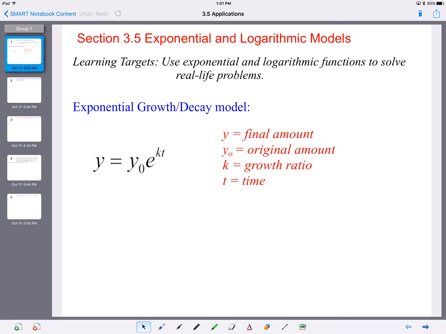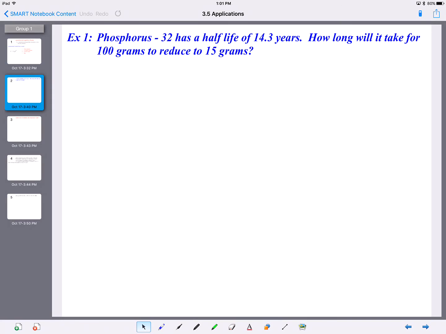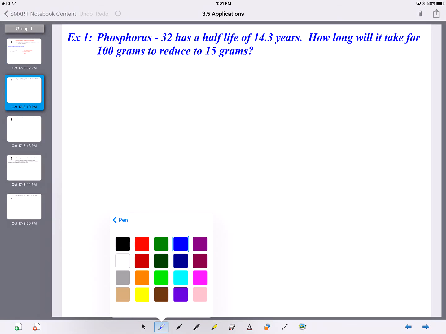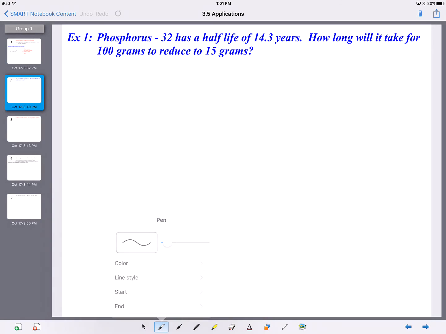So we're going to be looking at exponential growth and decay models and now be able to solve equations that have the variable in the exponent. So let's go ahead and get started. The first one we have here is talking about phosphorus 32 has a half-life of 14.3 years. How long will it take for 100 grams to reduce to 15 grams?